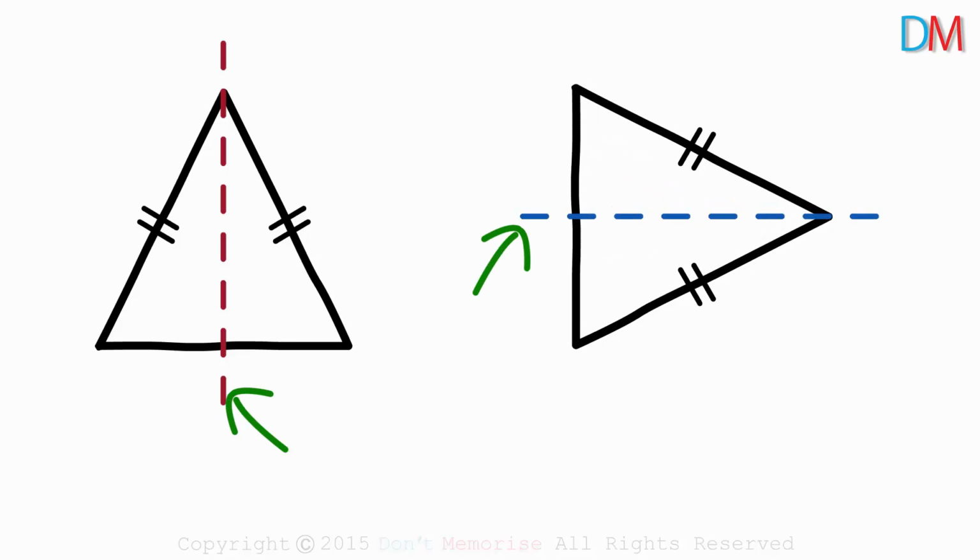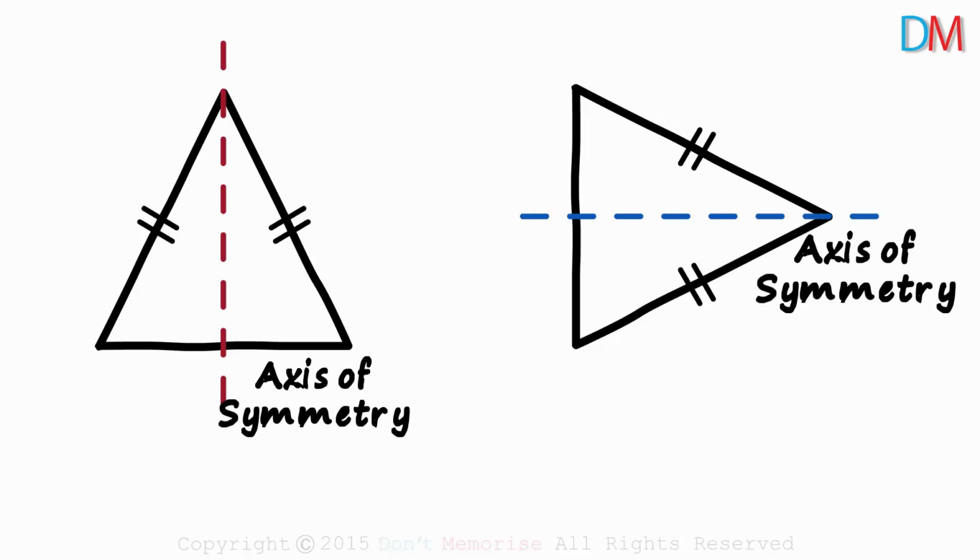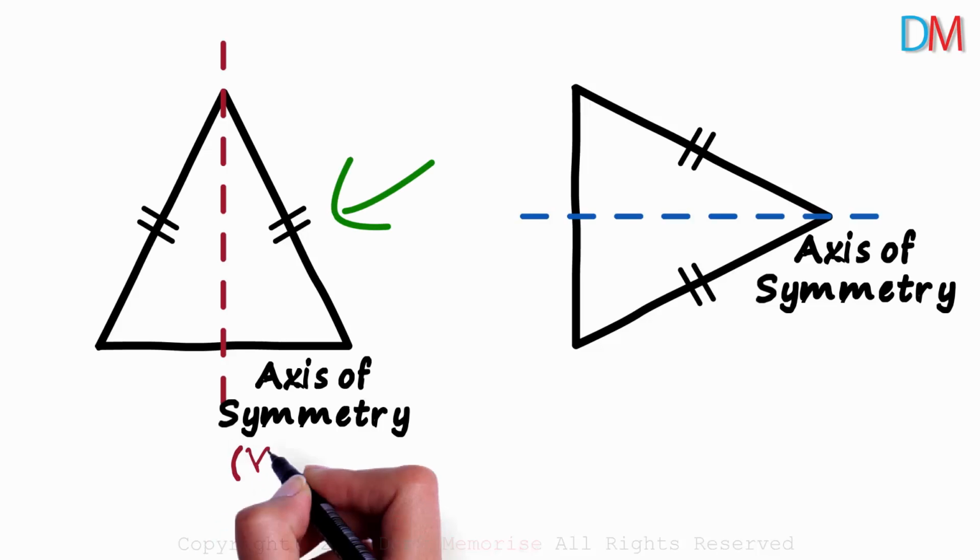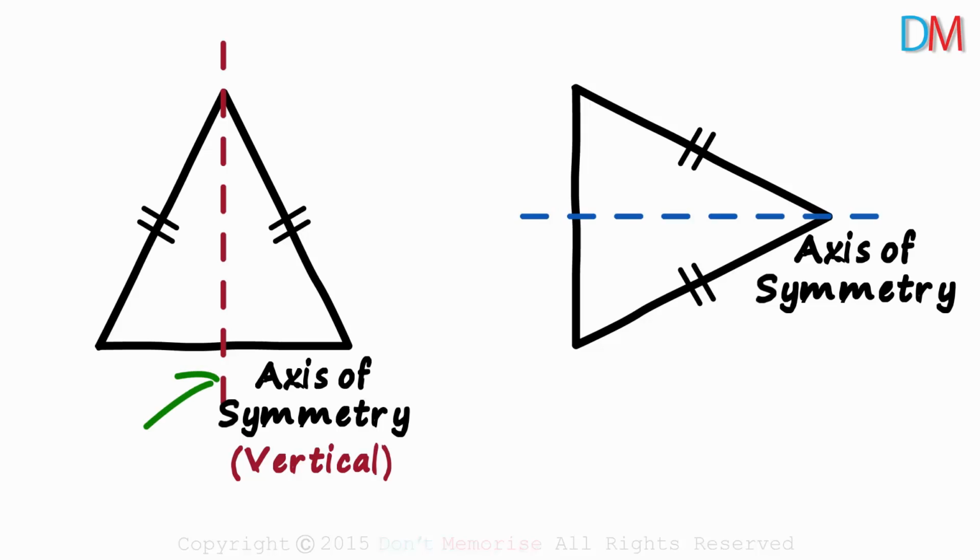Both these lines we see here are called the lines of symmetry or the axes of symmetry. This triangle has a vertical axis of symmetry as this line is vertical, and this one has a horizontal axis of symmetry as this line is horizontal.